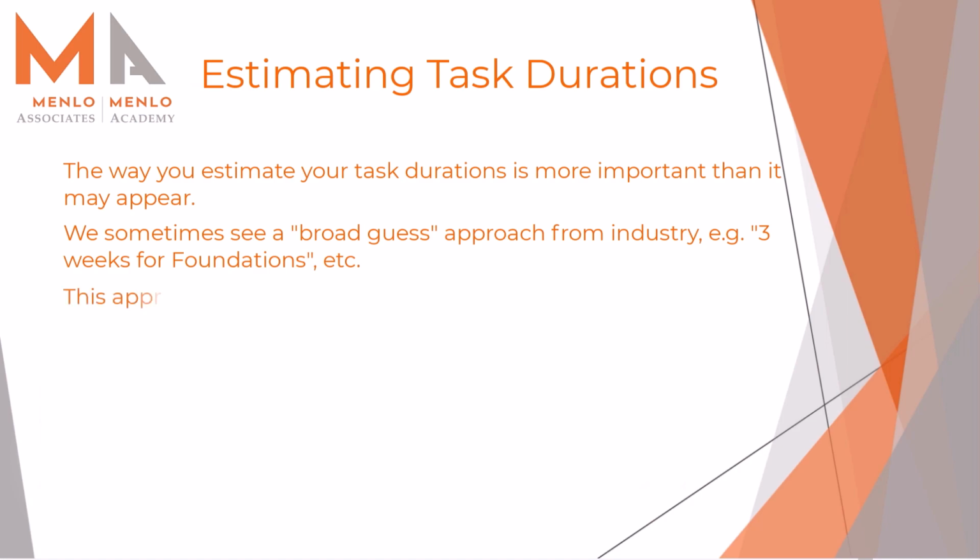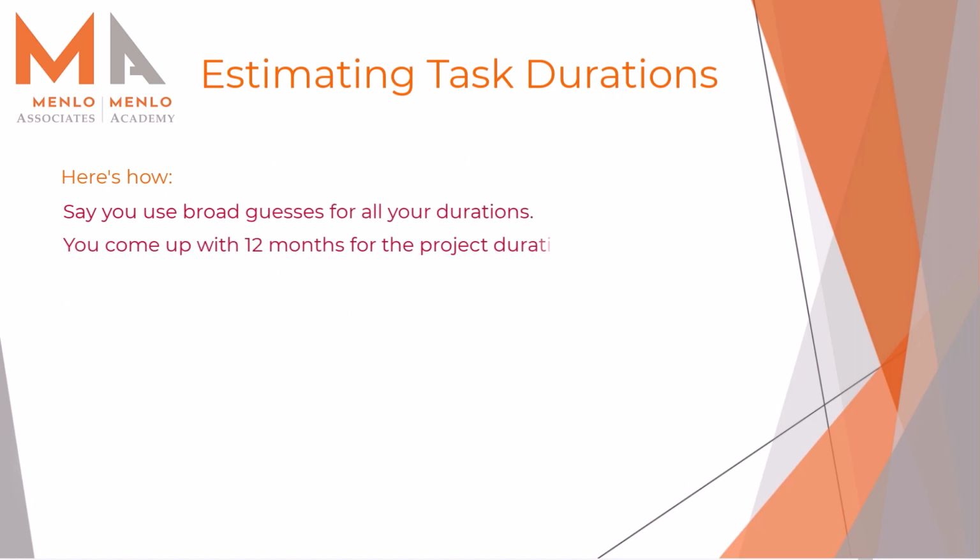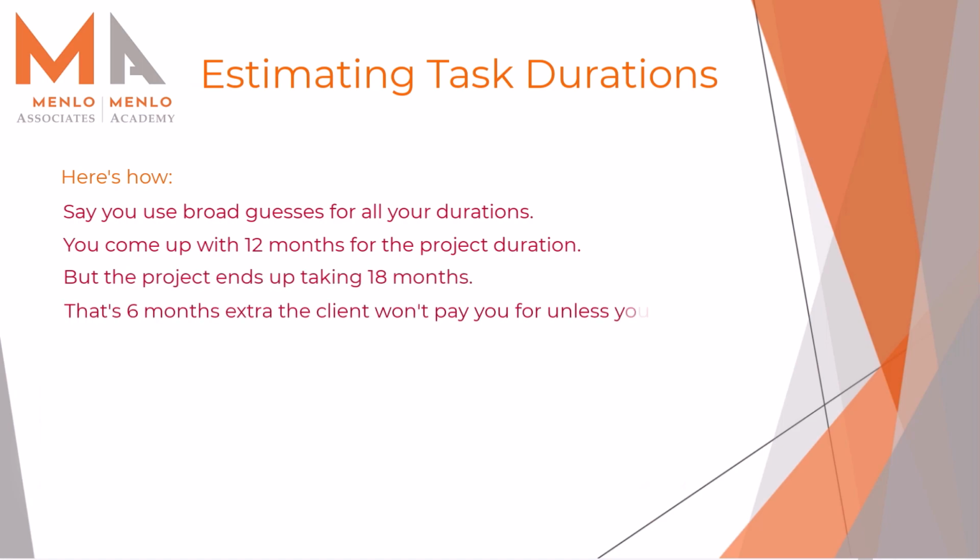The problem with this is that it introduces way too much uncertainty and risk into the program. For the sake of a rough example, say you're working on a project and you use broad guesses for all your task durations. From this, you work out that you'll finish the project in 12 months. Now, let's move forward to the point the project actually finishes, and it turns out it's taken 18 months. That's 6 months on the job that you haven't allowed for in your program and that you're not going to get paid for unless you can show you aren't to blame for the delay.